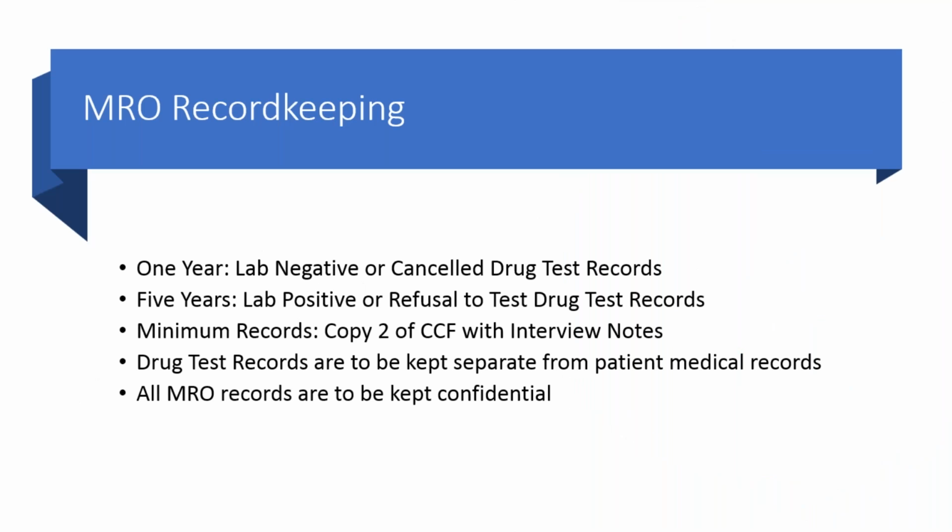Record-keeping requirements. For 1 year, they must retain negative lab results. Canceled drug test records are kept for 5 years, and positives or refusals to test, all of those records for 5 years. The minimal record-keeping requirement would be copy 2 of the chain of custody form with interview notes. And then drug test records are to be kept separate from patient medical records. All MRO records are to be kept confidential. So again, those are the minimal record-keeping requirements.